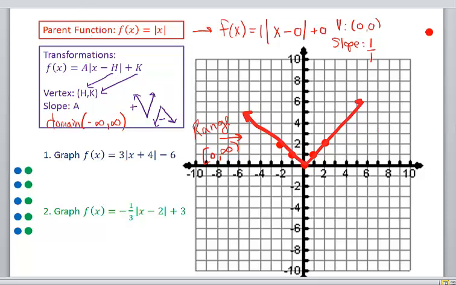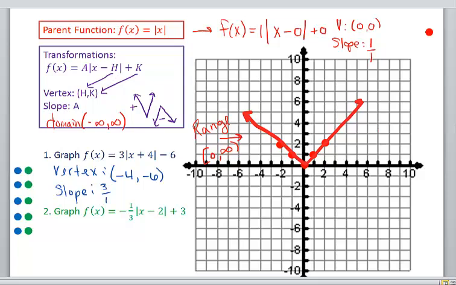Let's take a look at our next example here, or our first transformation example. We're going to use the transformations of this parent function to come up with this graph. So if I take a look, the key information I want to identify is my vertex, which is going to be located at the opposite of this value, -4, and then comma -6. And then my slope is going to be 3 or 3 over 1.